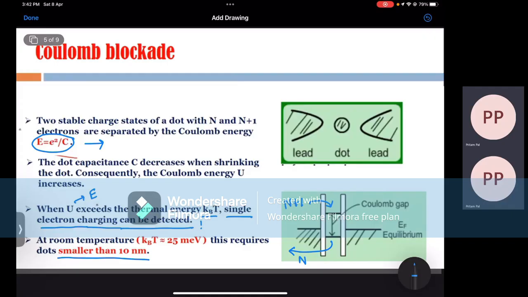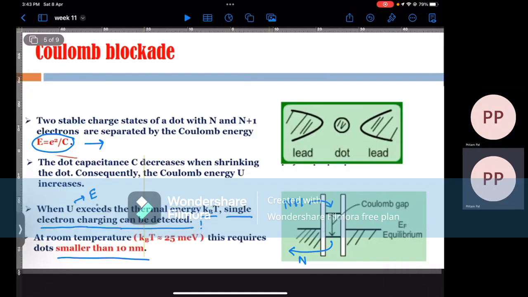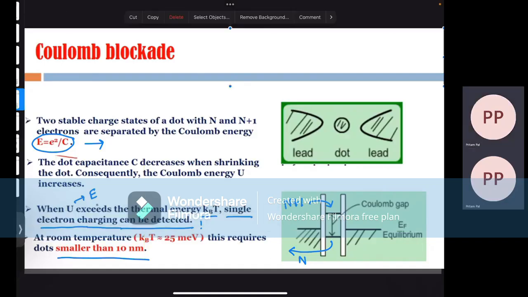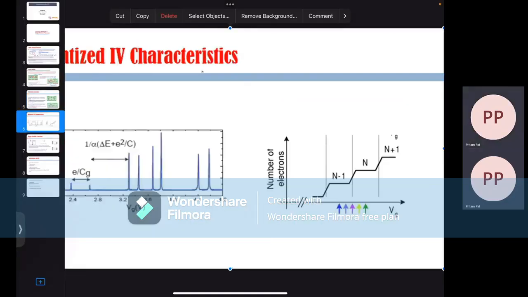And this Coulomb blockade seems a problem, but that is the advantage here, because it gives us an opportunity that we can control the movement of even a single electron, right? So the current is controlled in that way, basically by controlling the movement of electrons. So you can see here this one. I'll quickly go to the next slide. Yeah. So now look at here.